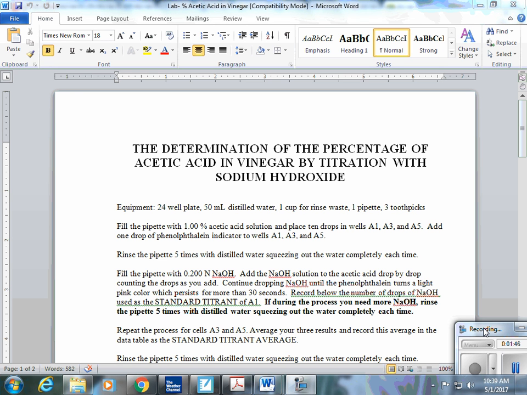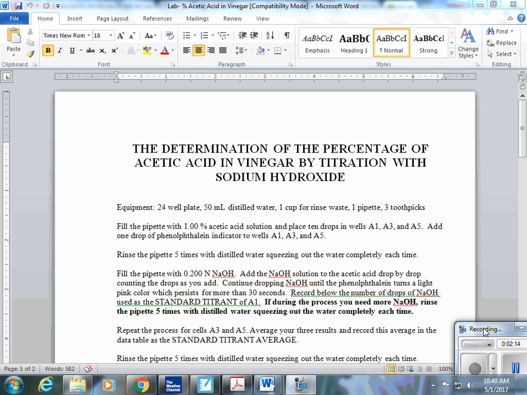You're going to rinse the pipette 5 times with distilled water, and then you're going to fill the pipette with 0.200 normal sodium hydroxide. Now that N, that normality, is what we were talking about earlier on, the normality of a solution. It's dealing with the equivalence. So you're taking a 0.200 normal solution of sodium hydroxide.